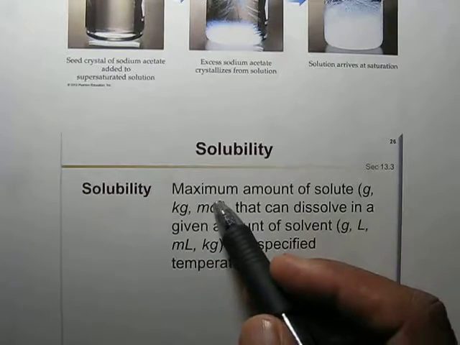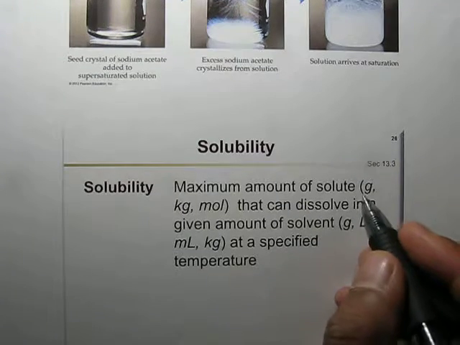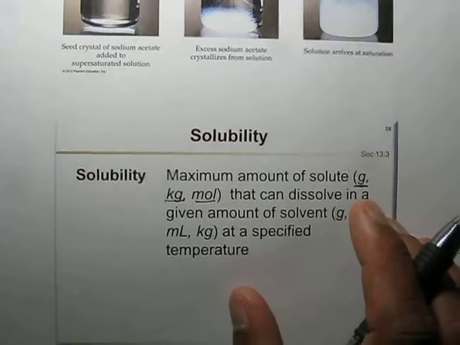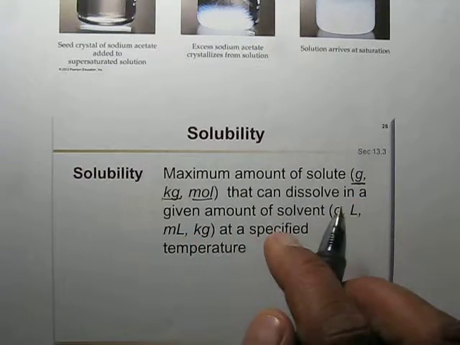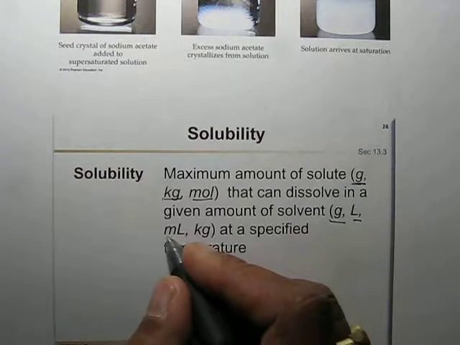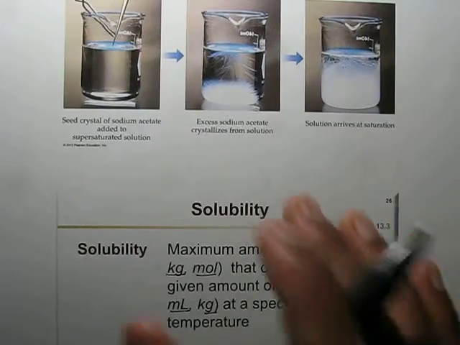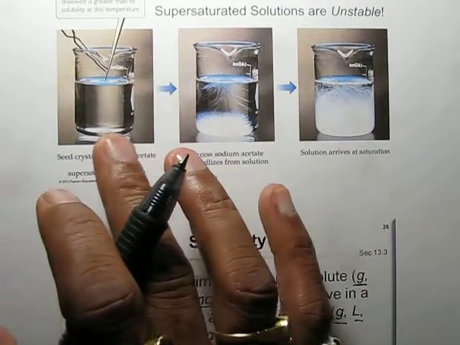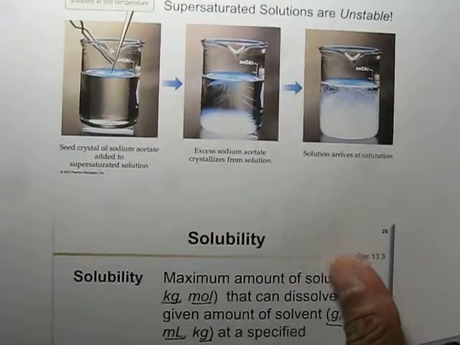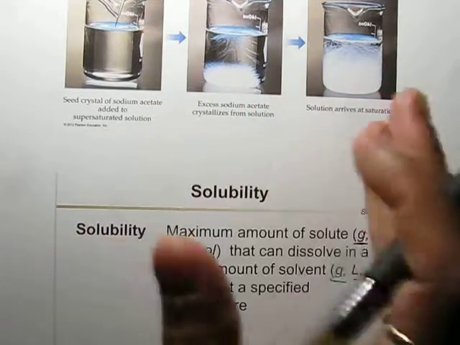So what is the definition of solubility? Solubility is the maximum amount of solute, either in gram quantities or kilogram quantities or mole quantities, that can dissolve in a given amount of solvent, be it gram, liter, ml, any unit, at a specific temperature. So temperature is very important. At a certain temperature, this sodium acetate is completely dissolved in this solution, but if you change the temperature, this proportion will change.